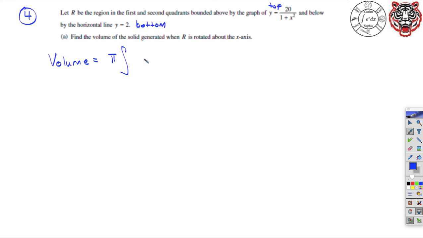But it's going to be our top squared, so it's going to be 20 over 1 plus x squared, all of that quantity squared minus 2 quantity squared, and then all of that is going to be multiplied by our dx. But we don't know where our bounds are, so let's go ahead and find those. Our bounds are wherever these two functions intersect, so we basically need to do this. 2 is equal to, yes?